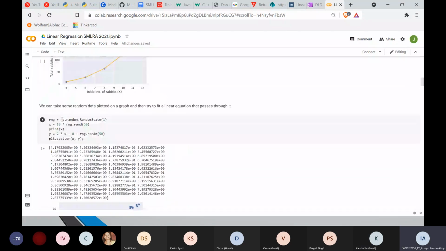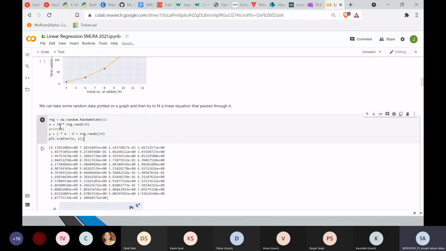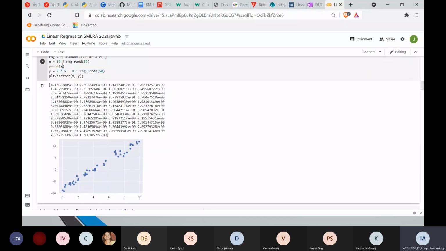This is the code to plot random values on the graph, as you see. The np.random.RandomState will give you an array containing values between 0 and 1. And if you multiply it with a suitable coefficient, you can just create a line on your own. Here the line looks like y equals 20x minus 8, plus some random constant. So this is basically the code to plot the random values.